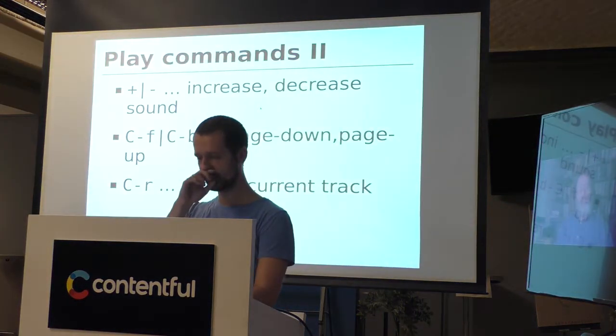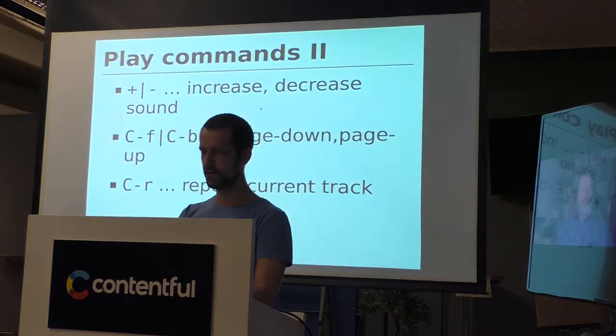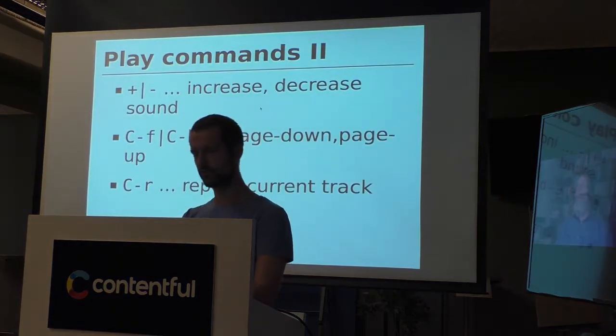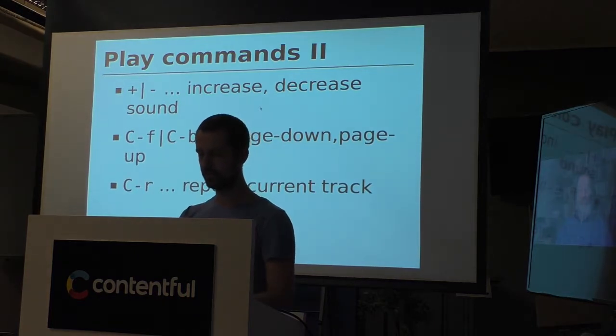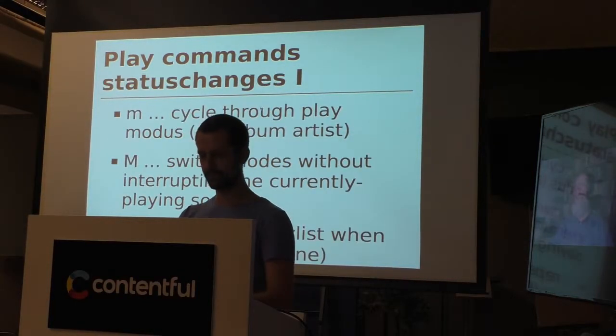Okay, when you have a lot of tracks in there, you can use Control F or Control B to scroll page down or page up. These are normally typical Vim shortcuts. But also when you press Control, you can repeat the current track.